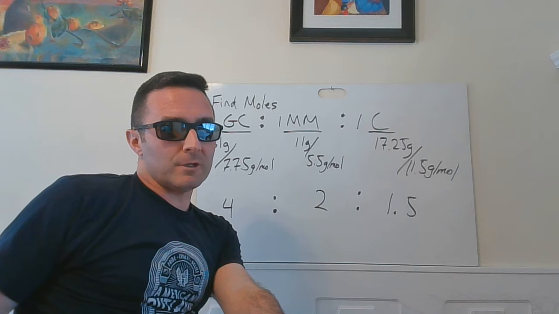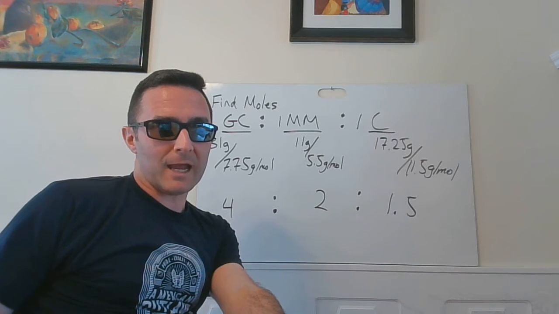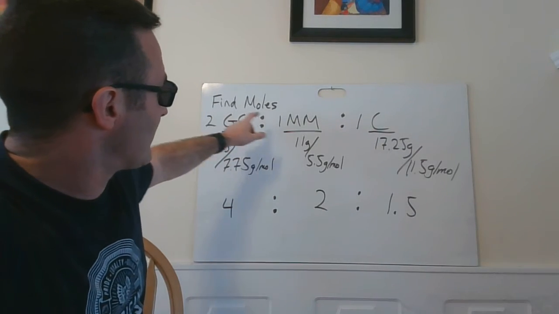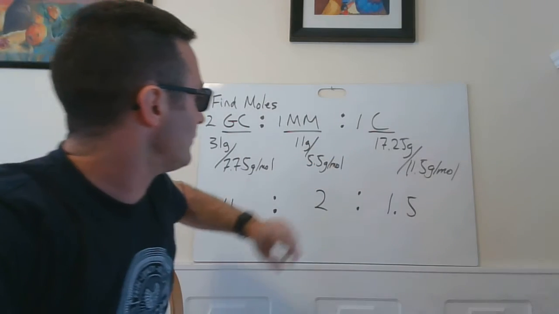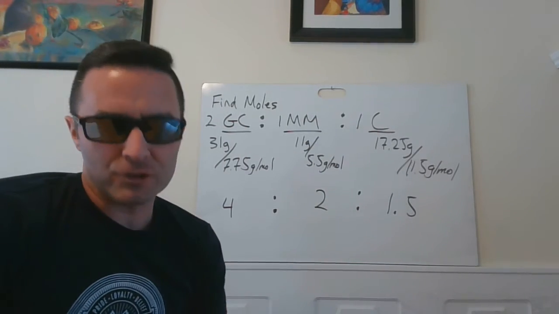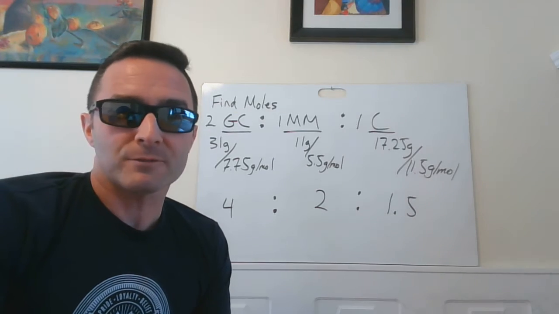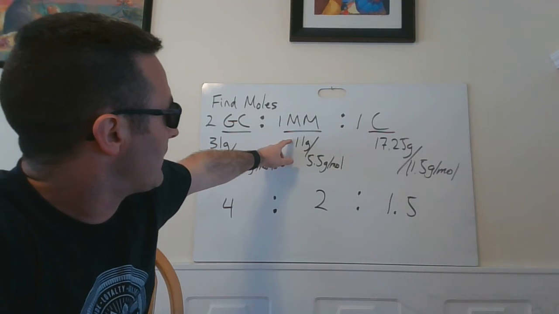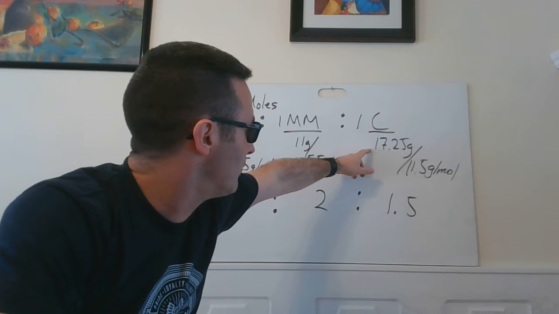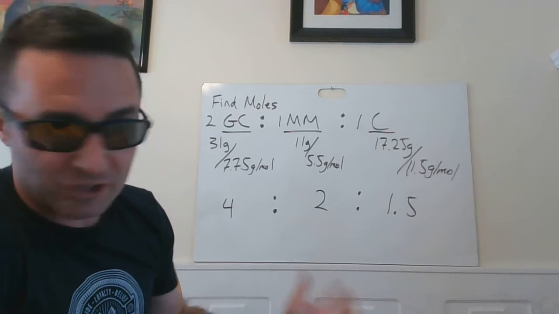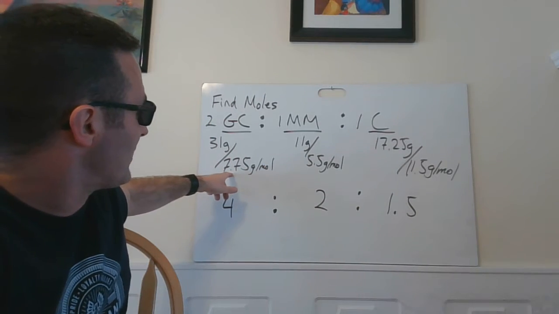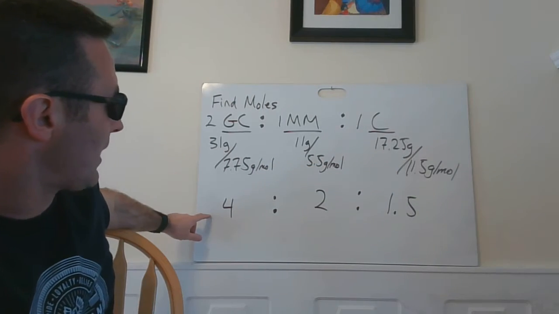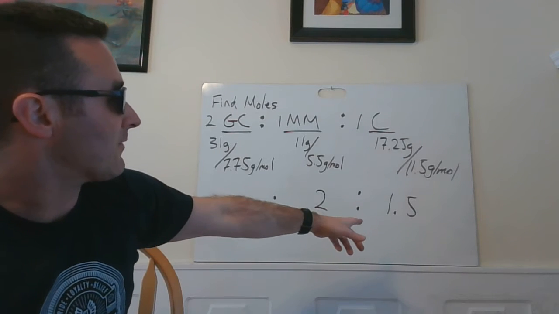So what you want to do is have a way of identifying the limiting reactant. Take this ratio, 2 graham crackers, 1 marshmallow, 1 piece of chocolate, 2, 1, 1. What you're really interested in are your moles. So take your starting materials, 31 grams of graham cracker, 11 grams of marshmallow, and 17.25 grams of chocolate. Just get your moles. If you divide by your molecular mass, you're going to get your moles. You say, okay, I've got 4 moles of graham cracker, I've got 2 moles of marshmallow, and I've got 1.5 moles of chocolate.